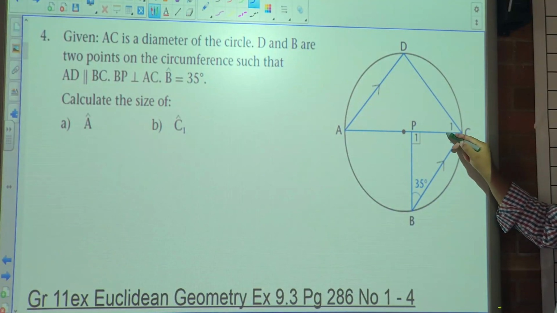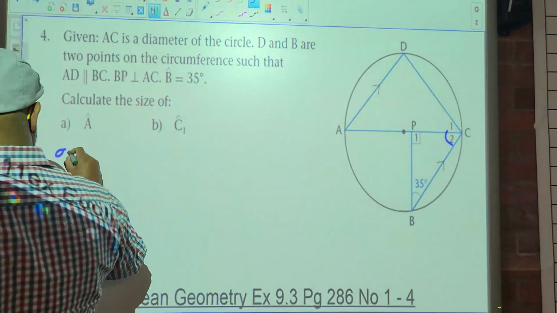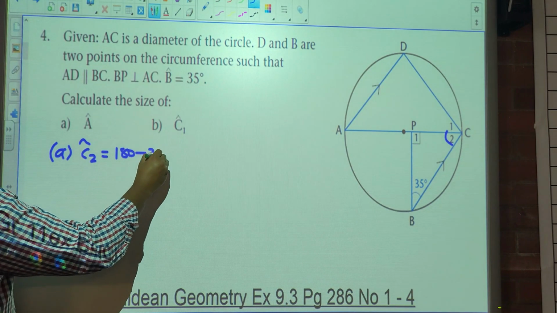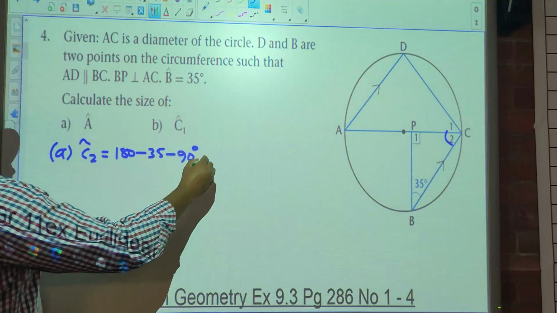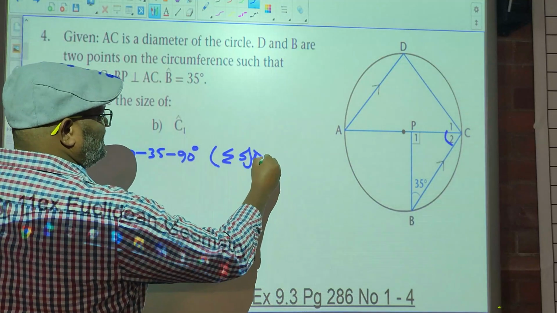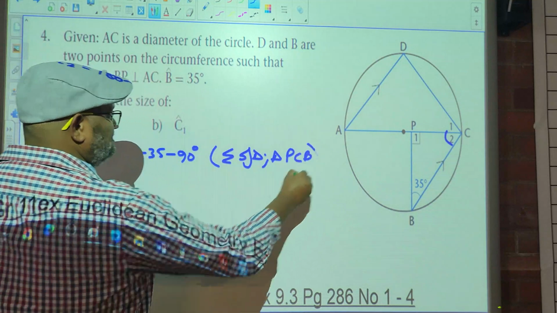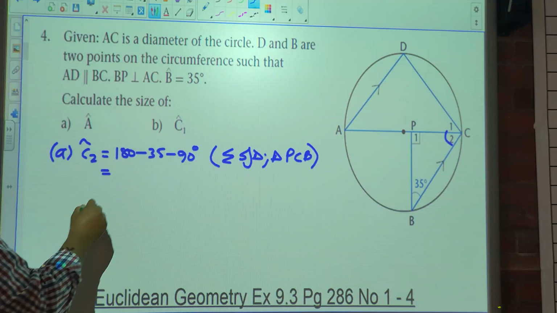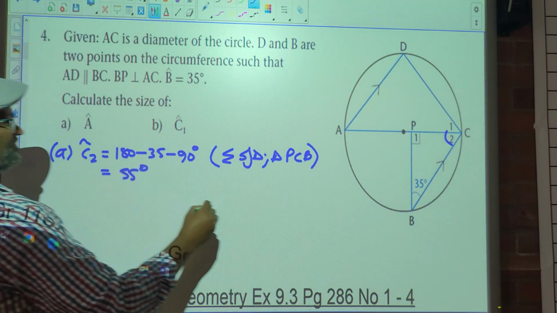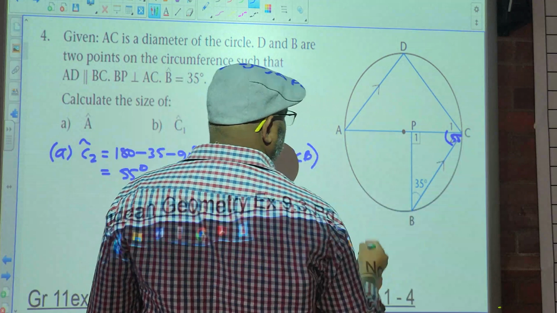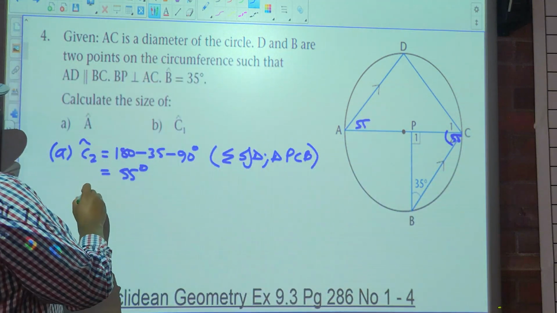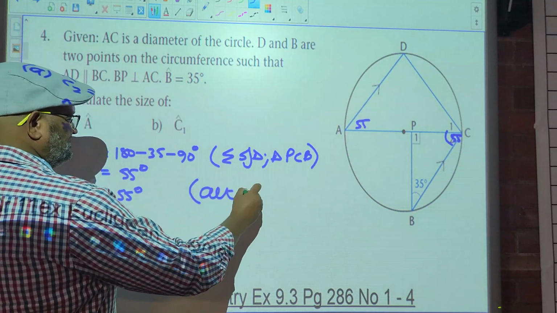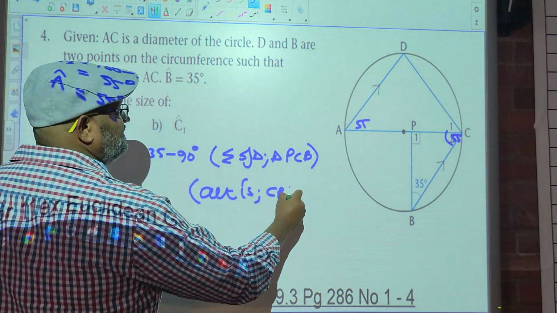So we're going to calculate C2 first. So we say C2 is equal to 180 minus 35 minus 90. Why? Sum of angles in a triangle, and it's triangle PCB. So 180 minus 90 is 90, minus 35 is 55 degrees. Have I answered the question? No. So angle A is also 55. Why is angle A 55? It's alternate angles, with CB being parallel to AD.